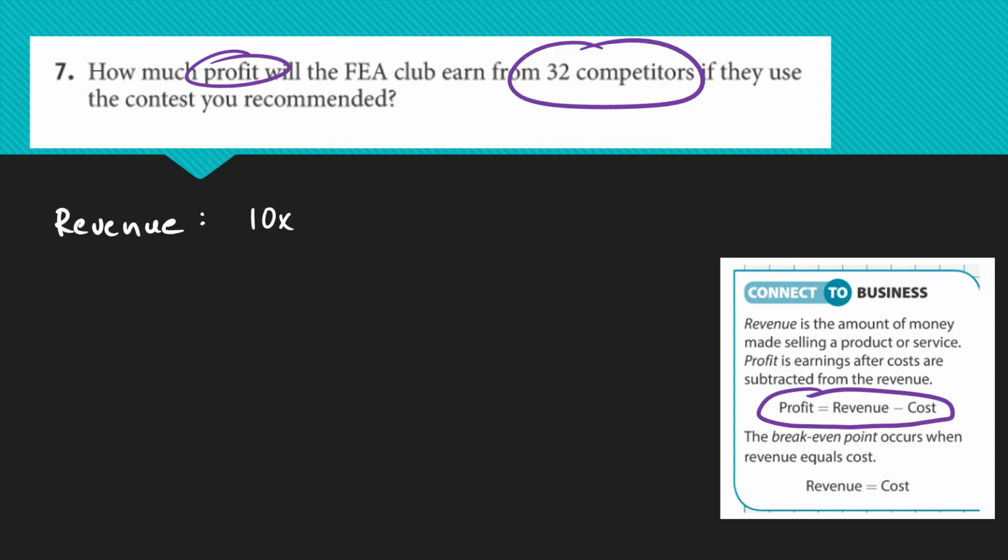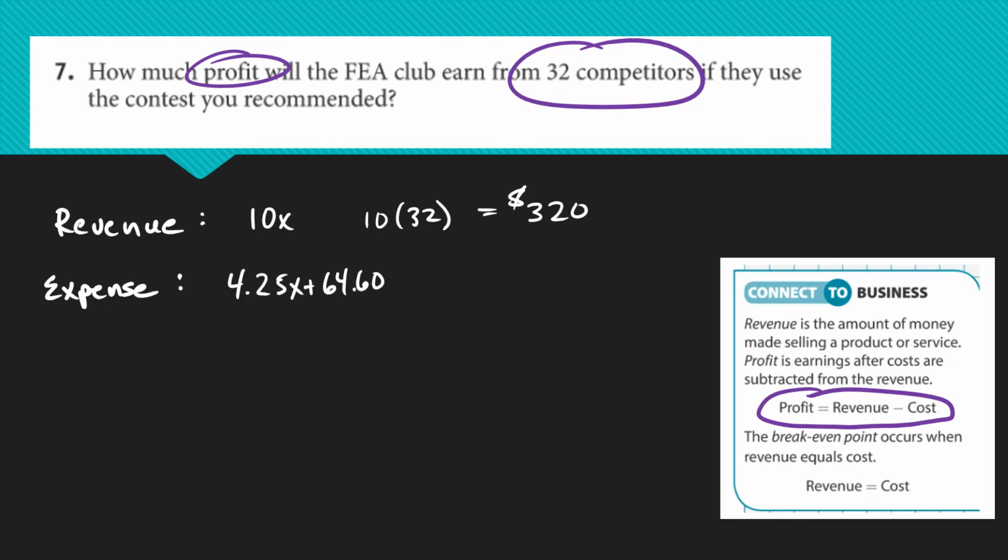So our income would be 10 times 32, so that would be 320. So we'd have $320 coming in, and then our expense function or expression would be, let's see, what was that one? 4.25x plus 64.60. So that's 4.25 times 32 plus 64.60. 64 and 60 cents. Make sure you're doing your own calculations.